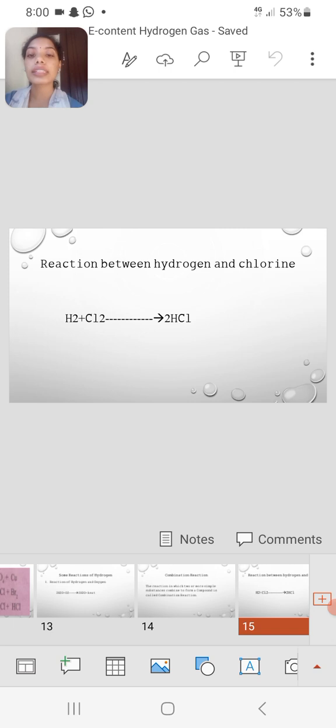Another reaction is the reaction between hydrogen and chlorine. Hydrogen combines with chlorine in the presence of sunlight to form hydrogen chloride. The chemical equation is H2 plus Cl2 in the presence of sunlight gives 2HCl. Isn't it a combination reaction?